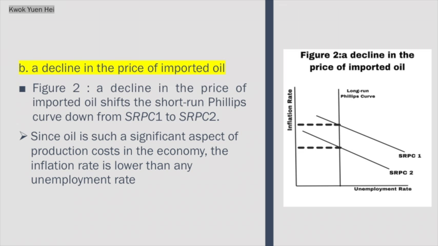B is a decline in the price of imported oil. A decline in the price of imported oil shifts the short-run Phillips curve down, as shown in Figure 2, from short-run Phillips curve 1 to short-run Phillips curve 2. For any given unemployment rate, the inflation rate is lower, since oil is such a significant aspect of production costs in the economy.